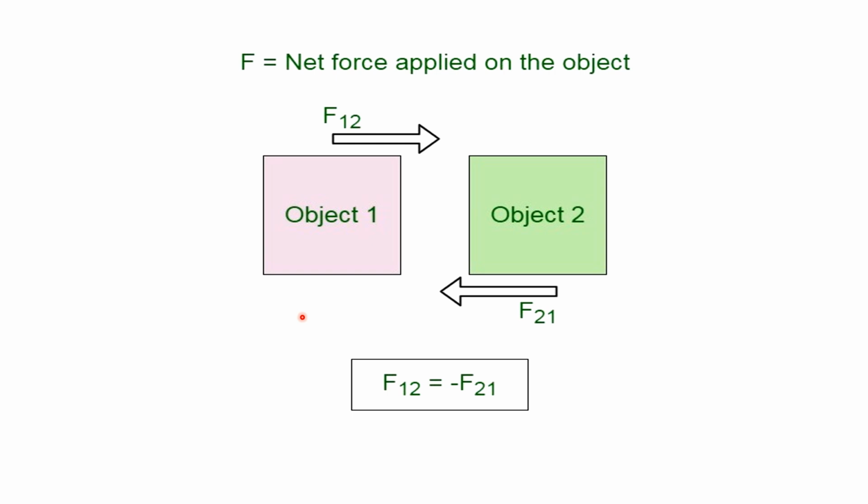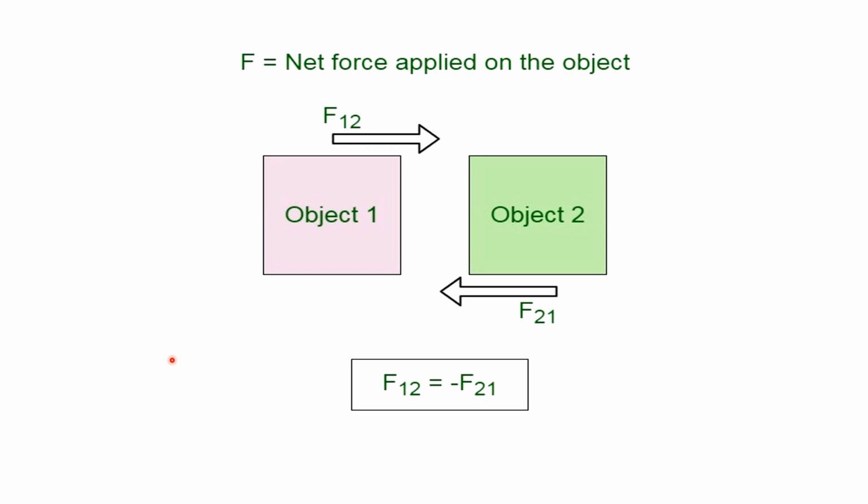This can be explained by the example of a book resting on a table exerting a force on the table, and the table exerting a normal force on the book. The action force by the book and the reaction force by the table are equal. Mathematically, the law of actions and reactions is shown in the image on the slide.